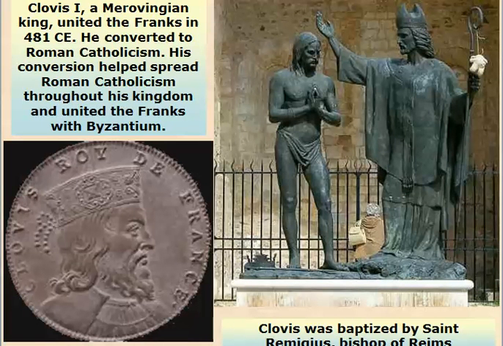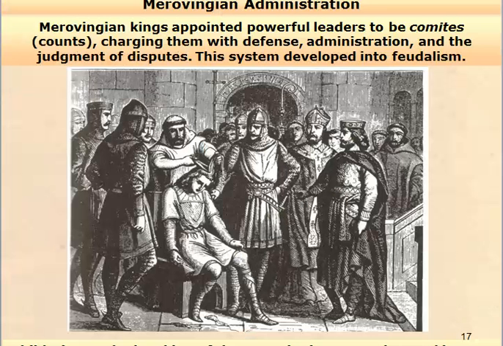So Clovis I, a Merovingian king, united the Franks in 481. He converted to Roman Catholicism. His conversion helped spread Roman Catholicism through his kingdom and united the Franks with Byzantium. So the Franks and the Byzantine Empire will become somewhat allies.